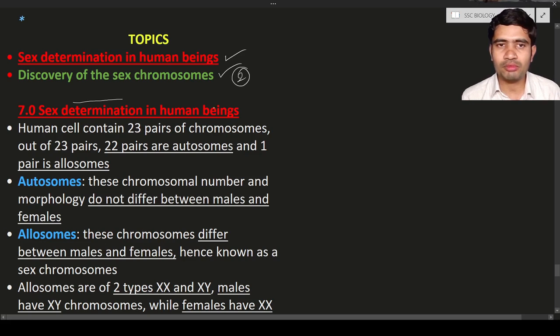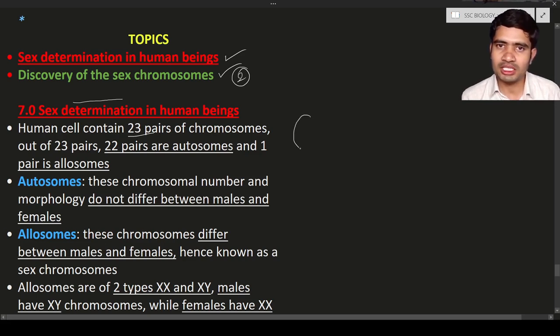Generally, before that we have to discuss the chromosomes that are present in the cell. First, after discussing the chromosomes and the types of chromosomes, we will discuss how the gender of the offspring will be determined. Human beings contain 23 pairs of chromosomes. First, what is the difference between the chromosome and DNA?